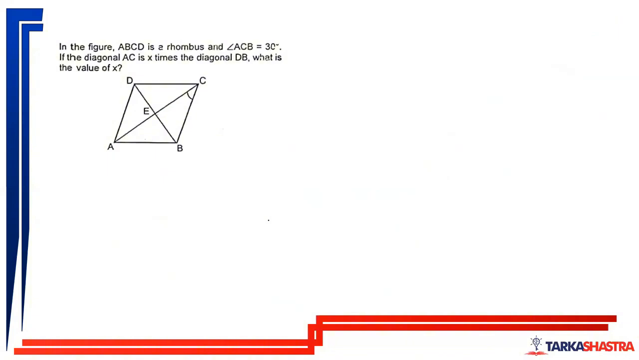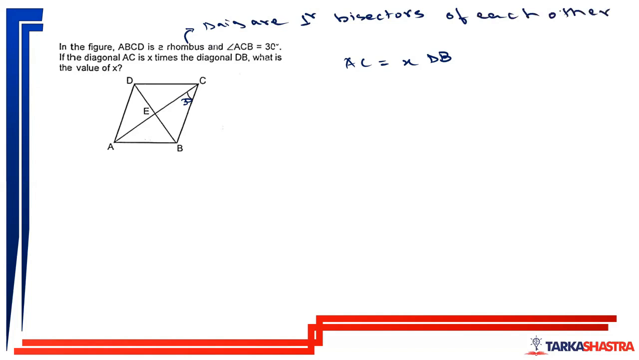Okay, moving forward. In the given figure, ABCD is a rhombus. Angle ACB is 30 degrees. If the diagonal AC is x times diagonal DB, what is the value of x? Now, in a rhombus, diagonals are perpendicular bisectors of each other. So they are perpendicular and they are bisectors also.